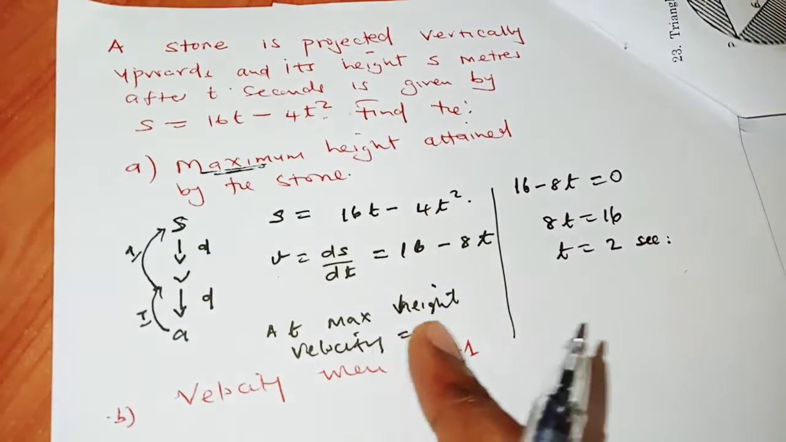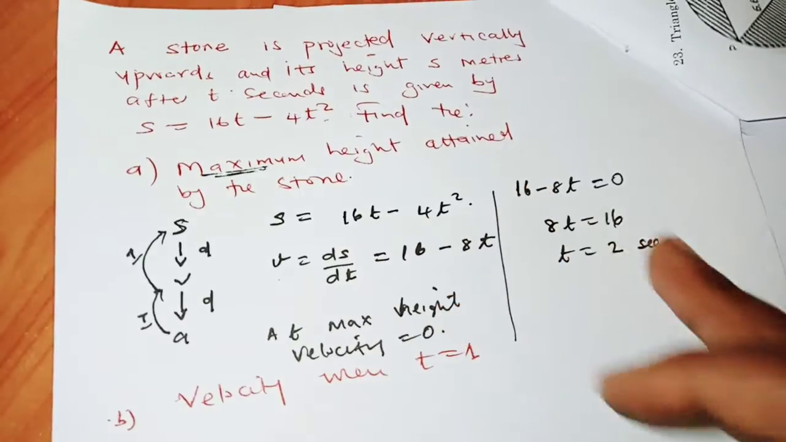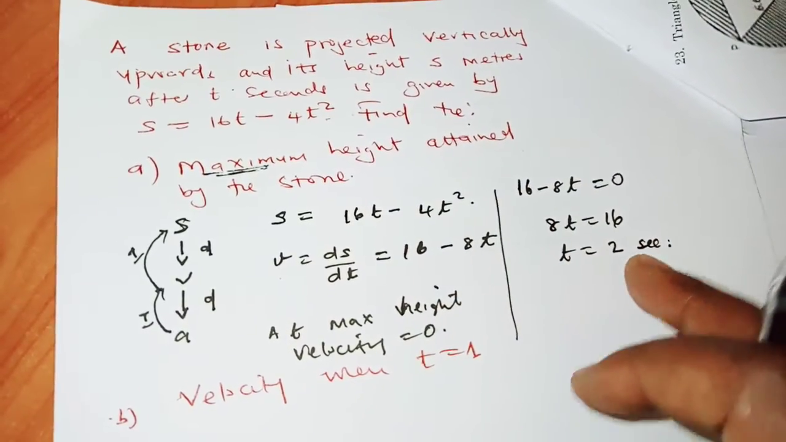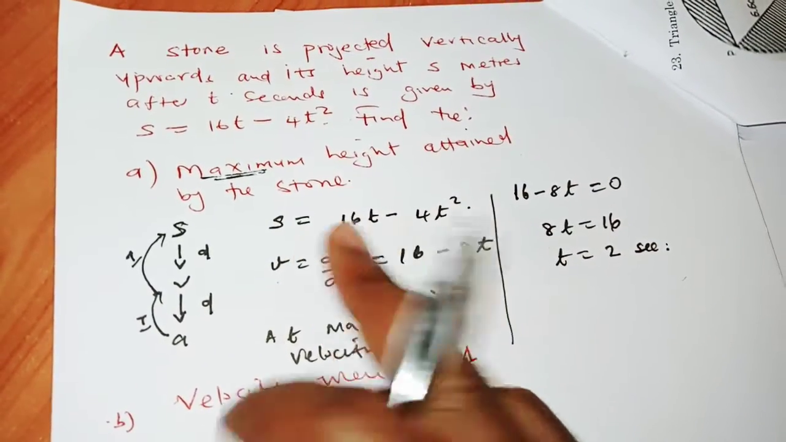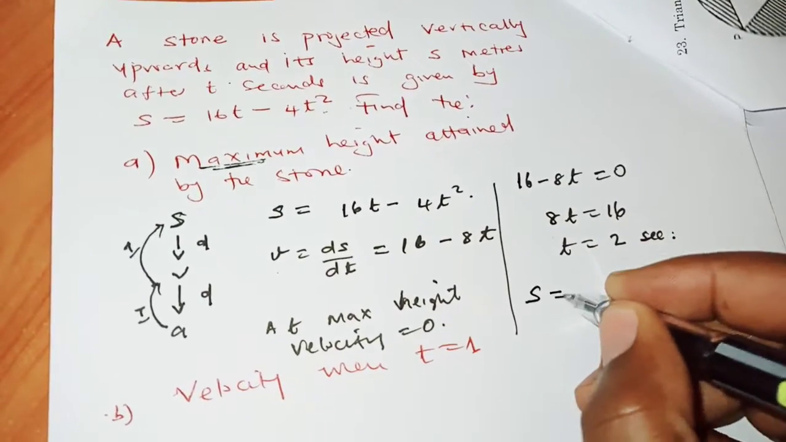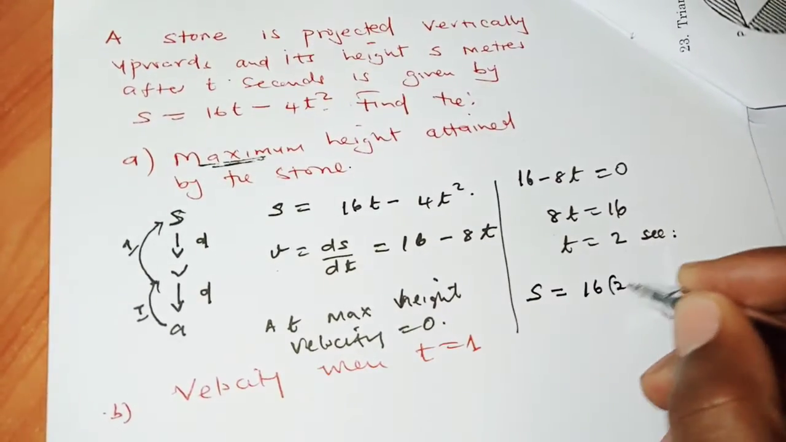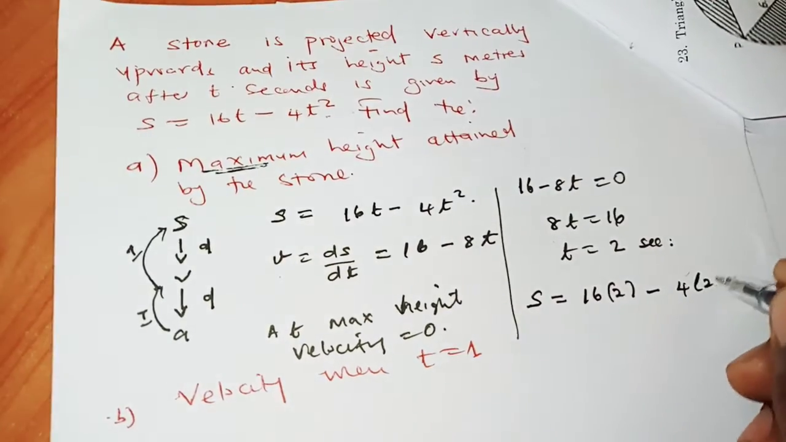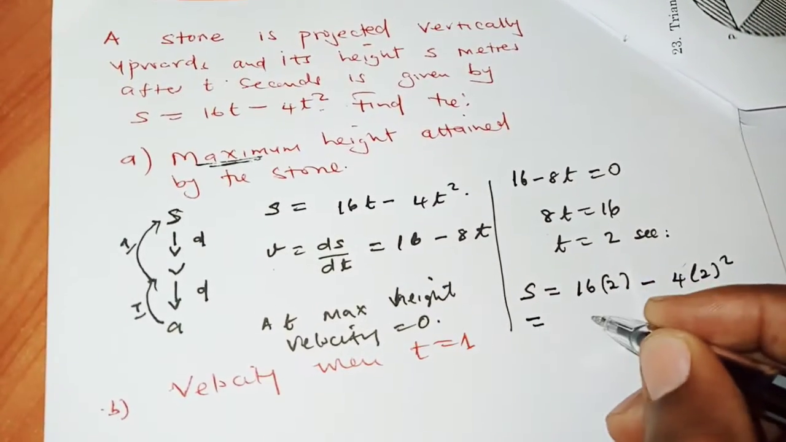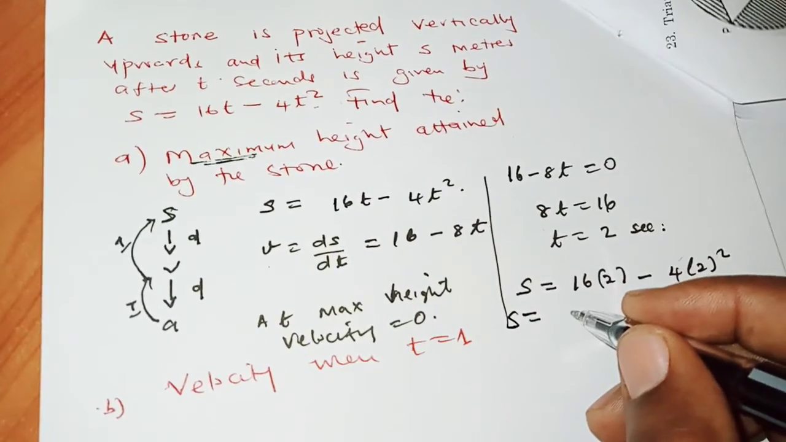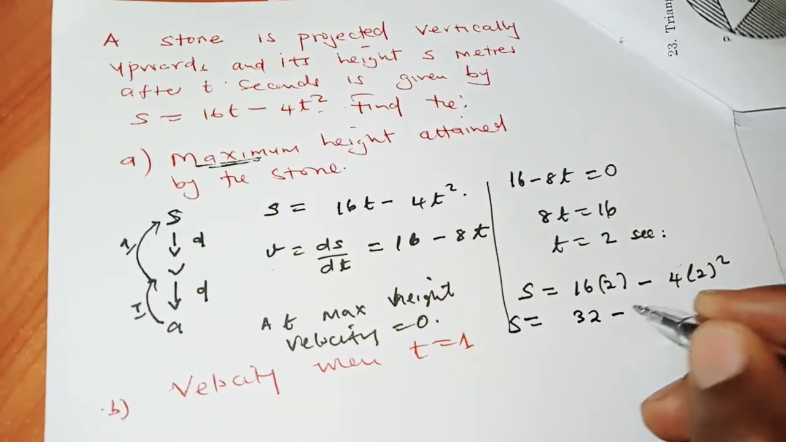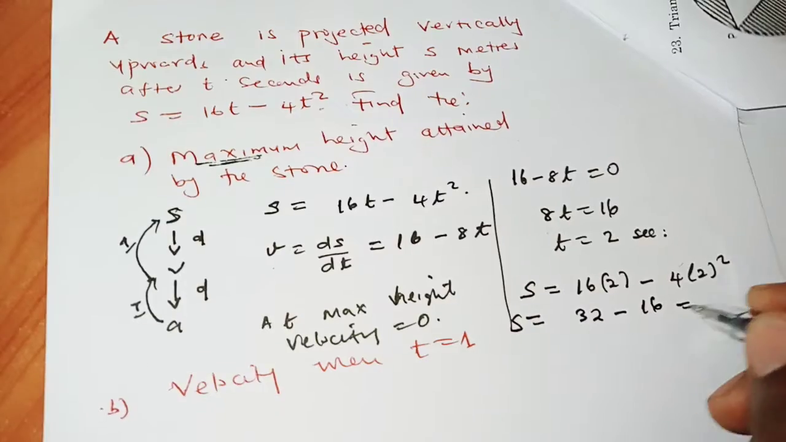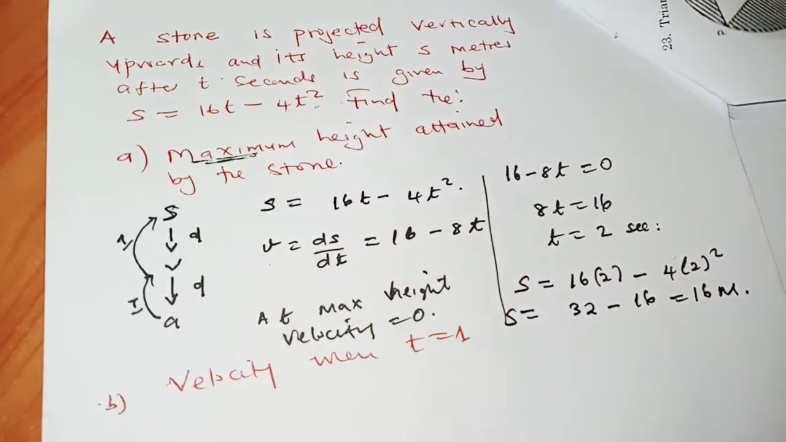So maximum height will occur when time is 2 seconds. So we take 2 seconds and substitute into s. So we have s is 16 times 2 minus 4 times 2 squared, and this gives us s equals 32 minus 16, which is 16 meters above the ground.